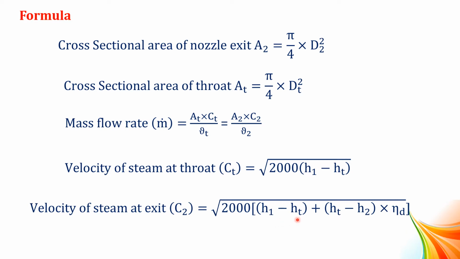Here h1 minus ht is the enthalpy drop at the convergent part and ht minus h2 is the enthalpy drop at the divergent part. In our problem they have mentioned that at the divergent part there is a friction or enthalpy drop loss. So therefore we have to multiply eta d with the divergent part. Then the unknown values are Vt and V2. These values we can calculate from the steam table.